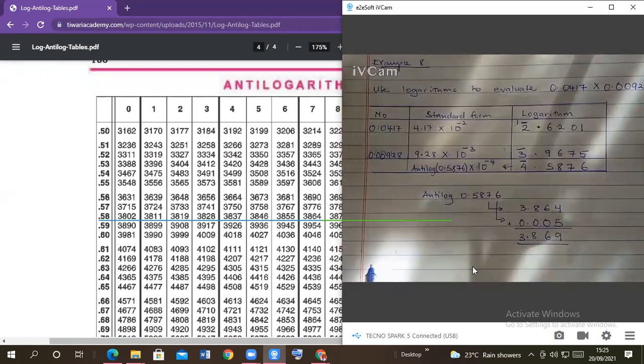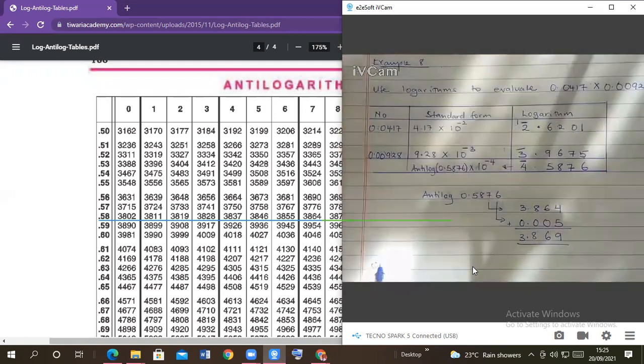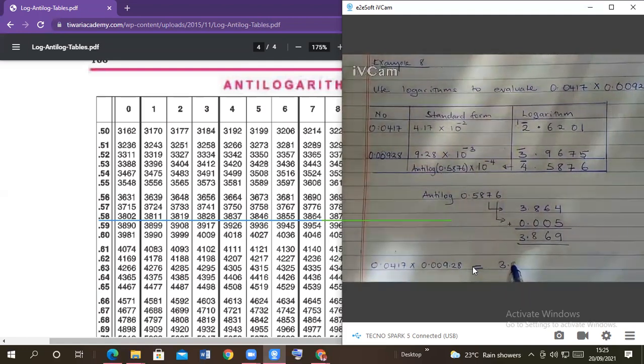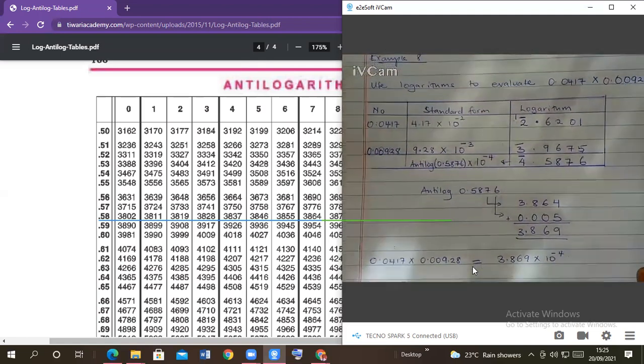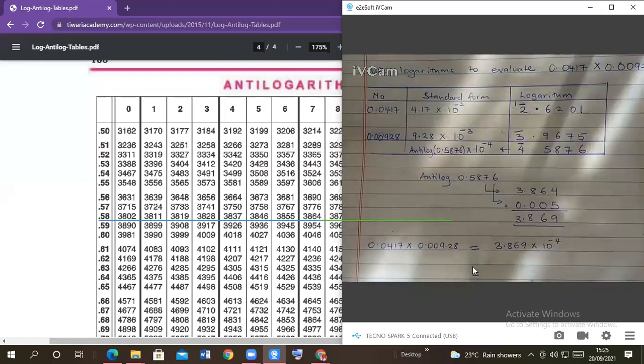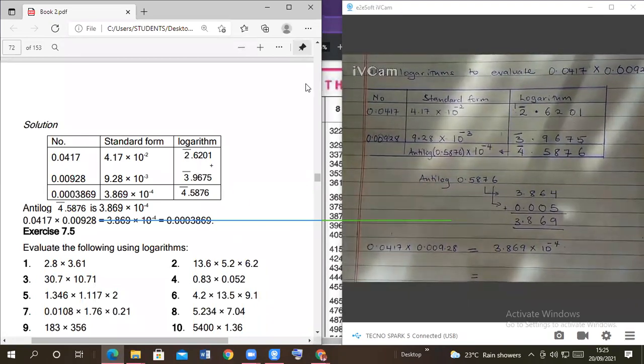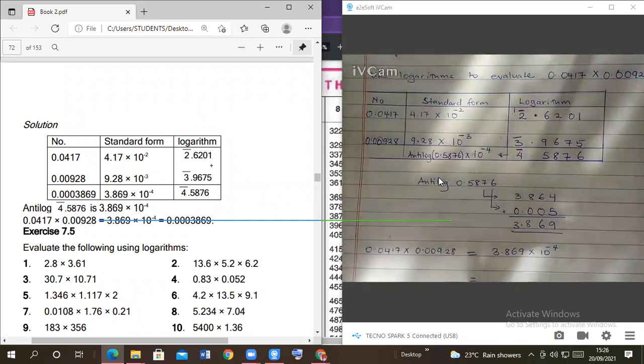So that means that my answer, when I multiply 0.0417 times 0.0092, is 3.869 times 10 to the power -4. Members, you come back just for 2 minutes when this lesson ends. And when you use it, what do you get there?